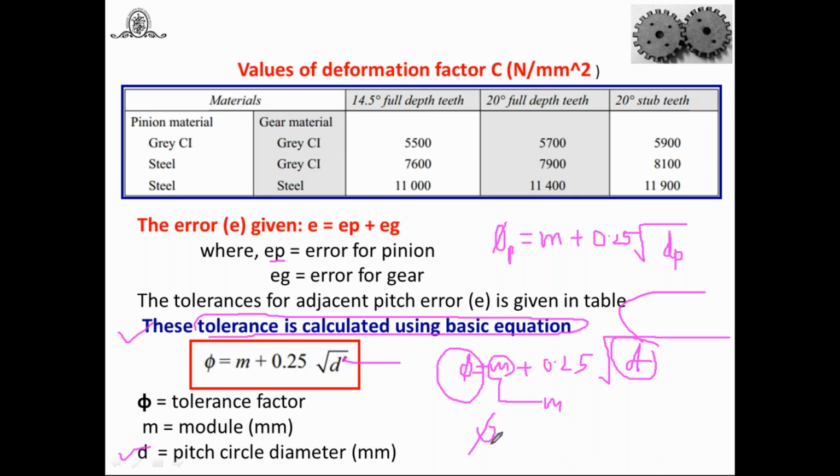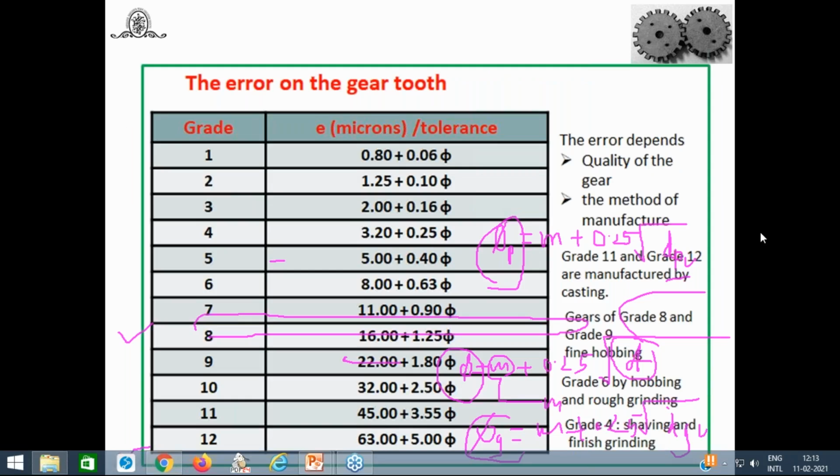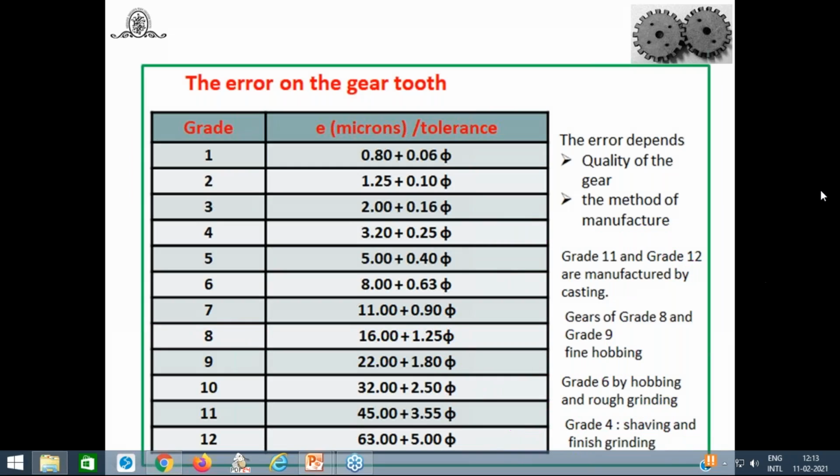Similarly, you can find out pi g for the gear. Again, m plus 0.25 under root dg. Why am I writing this? Whether the pinion is weaker or the gear is weaker, based on that we have to use this pi p or pi g. And with this pi p and pi g, we are going to use different manufacturing methods, and based on that we are going to select the errors on the pinion and the errors on the gear.